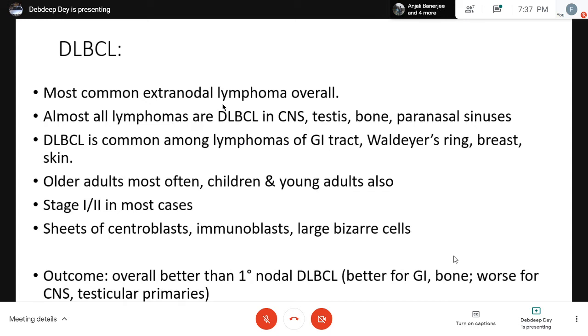Adults are most often affected. Children and young adults can also be affected. It is characterized by sheets of centroblasts, immunoblasts, and large bizarre cells, as you could see in DLBCL. Outcome overall is better than a primary nodal DLBCL, much better for GI system and bone, and worse for CNS and testicular primaries. So I'll just show you a case.